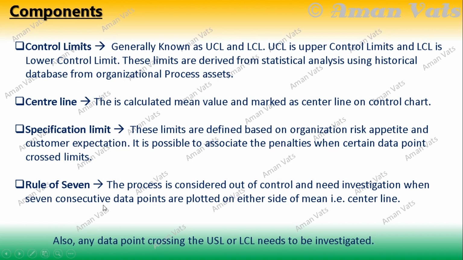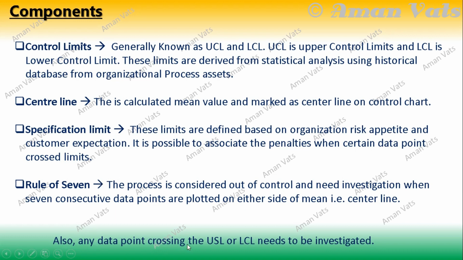Then you have the rule of 7. The process is considered out of control and needs investigation when 7 consecutive data points are plotted on either side of the mean. I will tell you what the rule of 7 is and how it is considered a challenge or an alert for you. Guys, this video is going to be a little longer, so please stay connected and watch it till the end to understand completely control charts and the rule of 7, and how we are creating these control charts. So rule of 7, I'll tell you what that means.